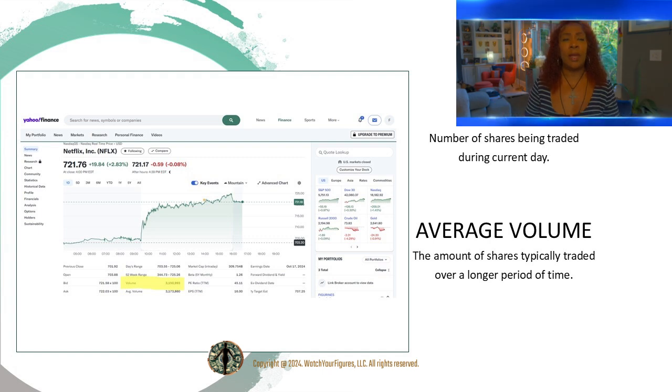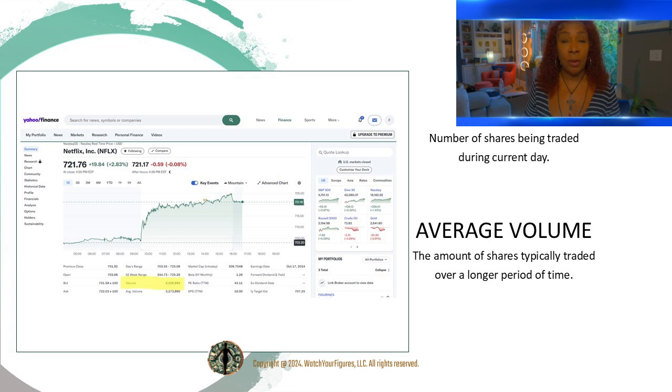So if I look at something and I'm like, okay, the average volume is 1 million shares being traded for this particular stock. Then I look at it and I'm like, oh, wait, it's at 4 million? Why do you have 4 million shares being traded? What is going on? Something is up.